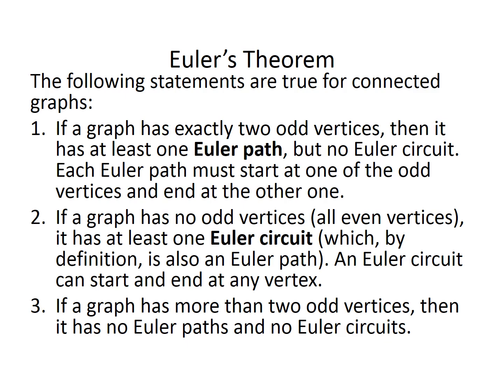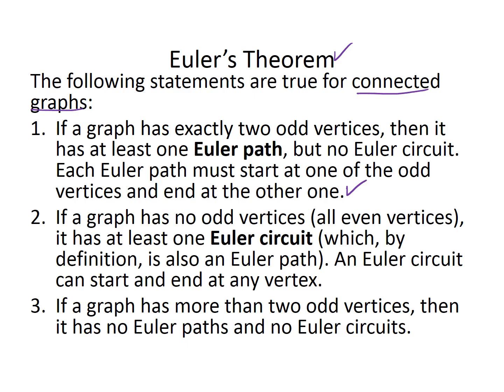The following statements are true for connected graphs. Again, it would not have a circuit if it was not connected, right? So this is called Euler's theorem. If a graph has exactly 2 odd vertices, then it has at least one Euler path, but no Euler circuit. So we talked about that with 2 odd vertices of the path. You start at one of the odd ones and end at the other. Each Euler path must start at one of the odd vertices and end at the other.